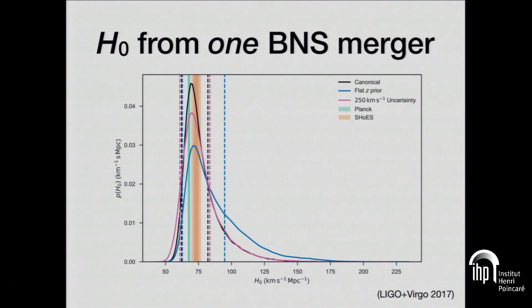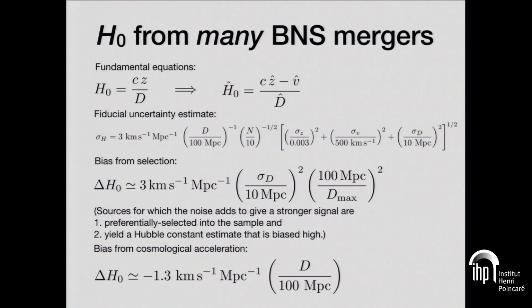So that summarizes the situation there. This is what that single object tells us from the gravitational wave data as compared to the CMB and the local distance ladder. And the question is now, if we get 10 or 100 of these objects, how will that allow us to resolve this discrepancy, and what's the sort of formalism for doing that?